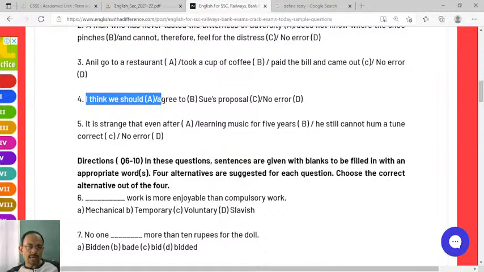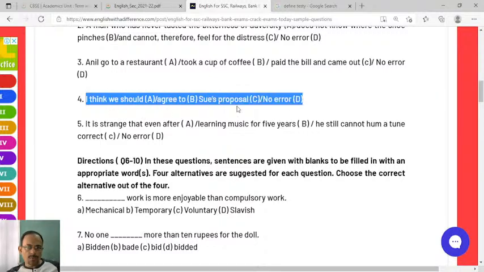I think we should agree to Sue's proposal. So Tanali is absolutely correct because there is no error in this sentence. Therefore, number D is the correct option.